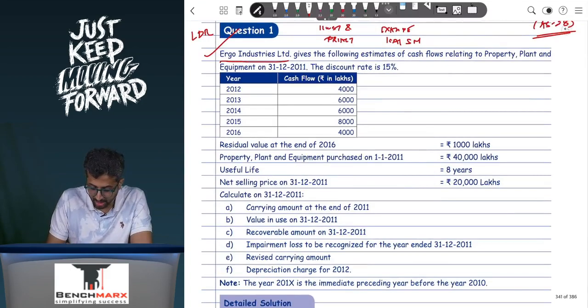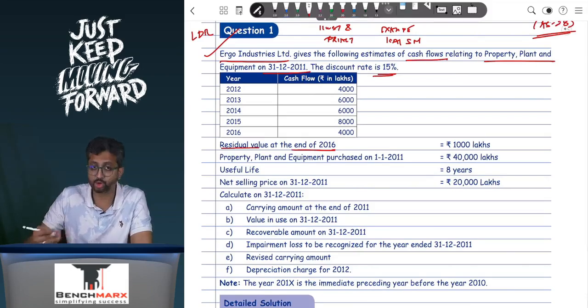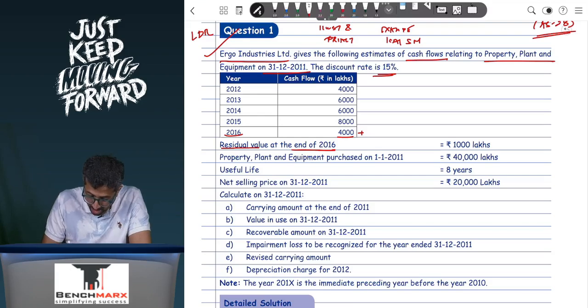Ergo Industries Limited gives the following estimates of cash flows relating to PP for the year 31st December 11. The discount rate is 15% and you have these cash flows. Then you have the residual value at the end of 2016 also. That is also a cash inflow. So basically at 2016 you will receive 4,000 plus you will also receive a residual value of 1,000 lakhs.